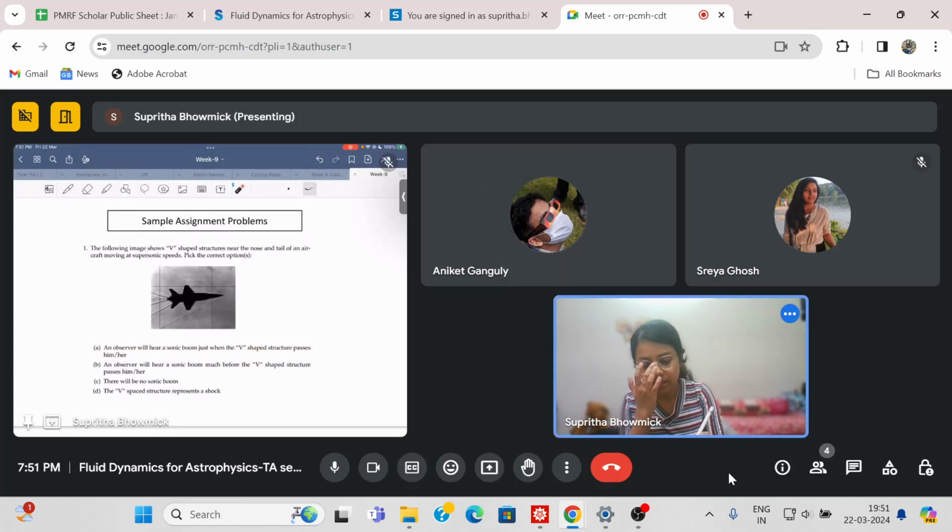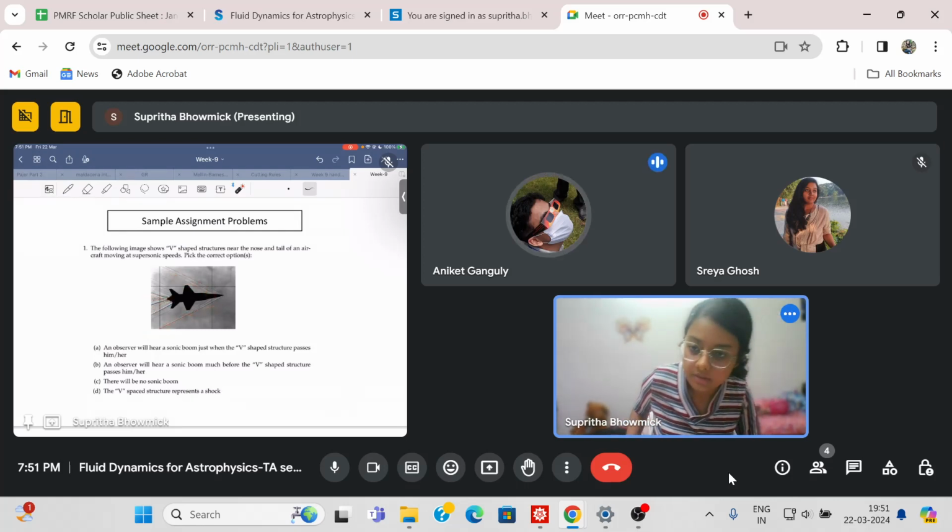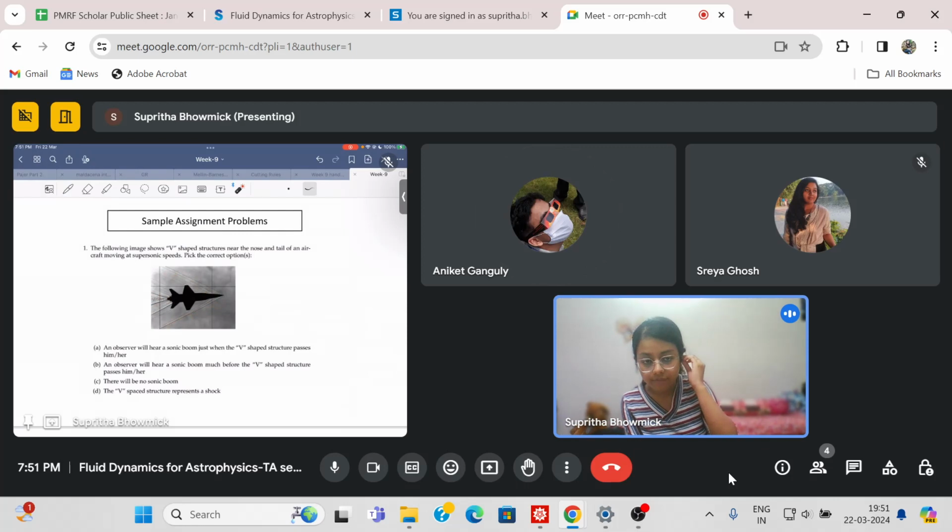No. So what are these actually? What are these V-shaped structures? The shocks. Absolutely. When would you hear a shock?